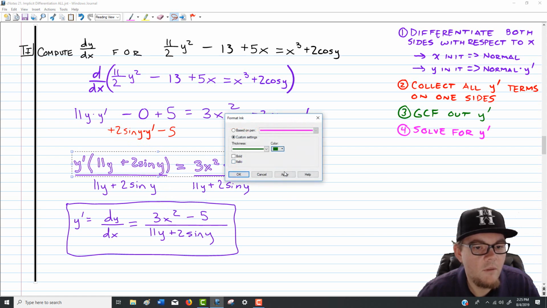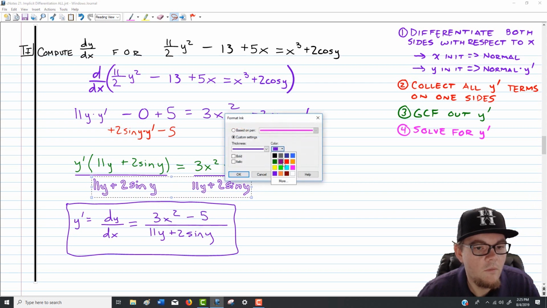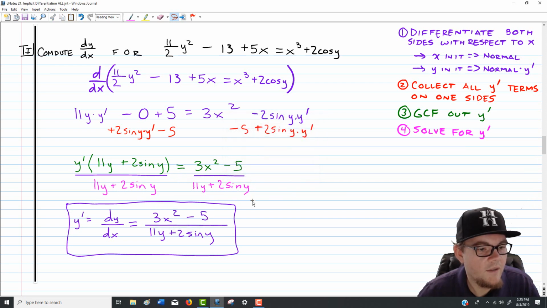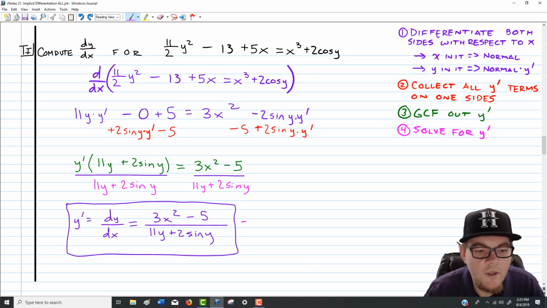Fixing the colors so that they match a little bit better. So I GCF'd out y prime from 11y plus 2 sine of y. And then, of course, I divided both sides, and that gave me the answer that I was looking for. It turns out our derivative here, dy dx, is 3x squared minus 5 over 11y plus 2 sine of y. Now, as a heads up, as we've mentioned before, there are 2 different ways you could have written this. I'm not a fan of this second version, but just in case you may have done it yourself, let me just point out that this would have been your alternate answer.